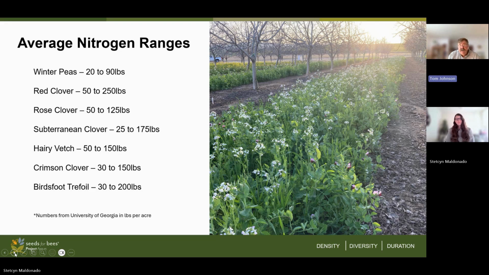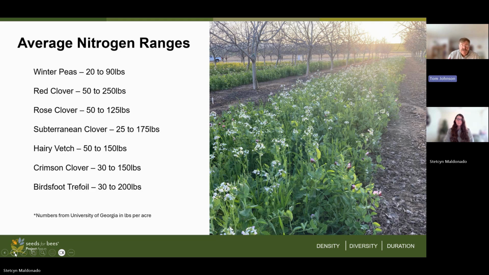Red clover, a lot more variable, but I would say 50 to 100 pounds is probably a little bit more on the realistic side. And the rose clover, 50 to 75 pounds. And part of that's just based on plant mass that I'm familiar with. Subterranean clover, kind of in the same boat, 25 to 175 pounds is potential. Hairy vetch, 50 to 150 pounds. A good stand of hairy vetch that's blooming is probably going to be close to 100 pounds of nitrogen out of that biomass. Crimson clover, pretty similar to red clover.